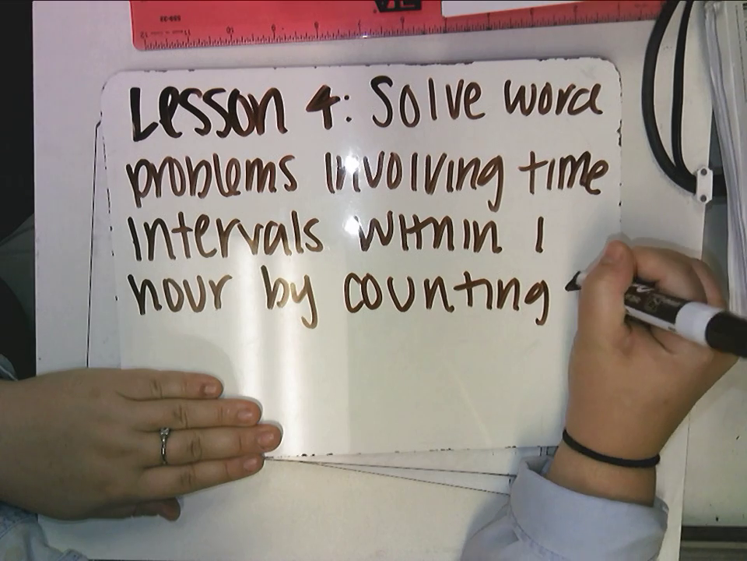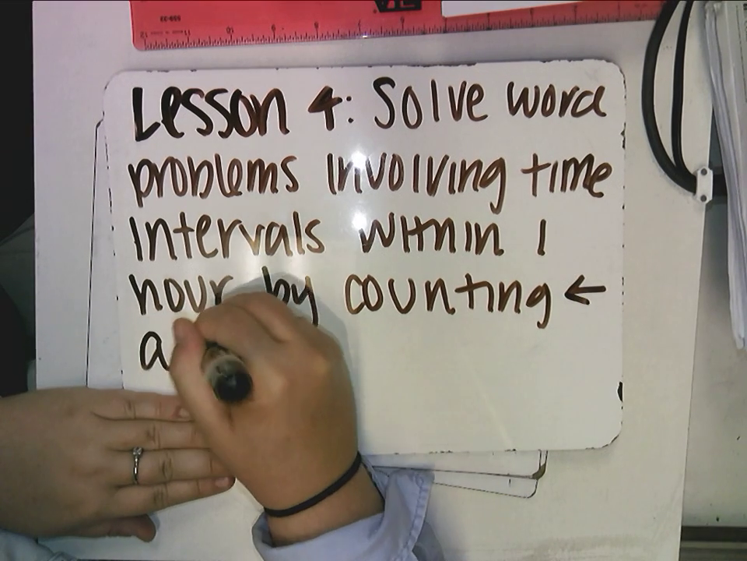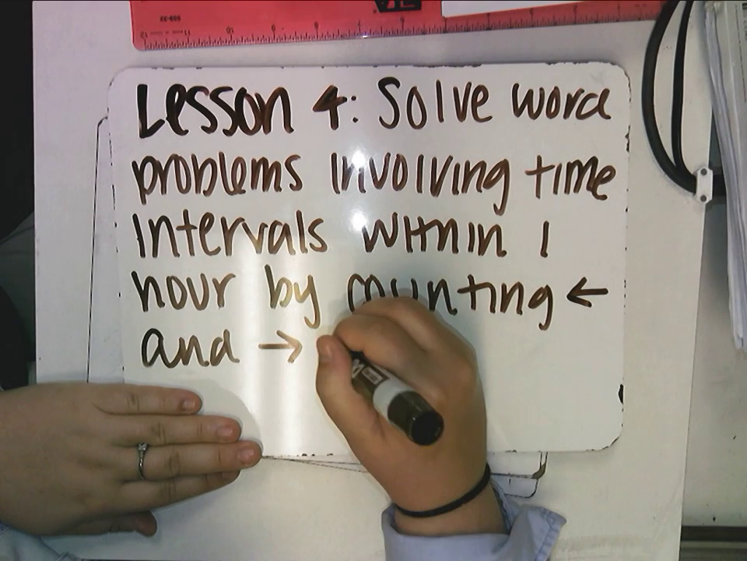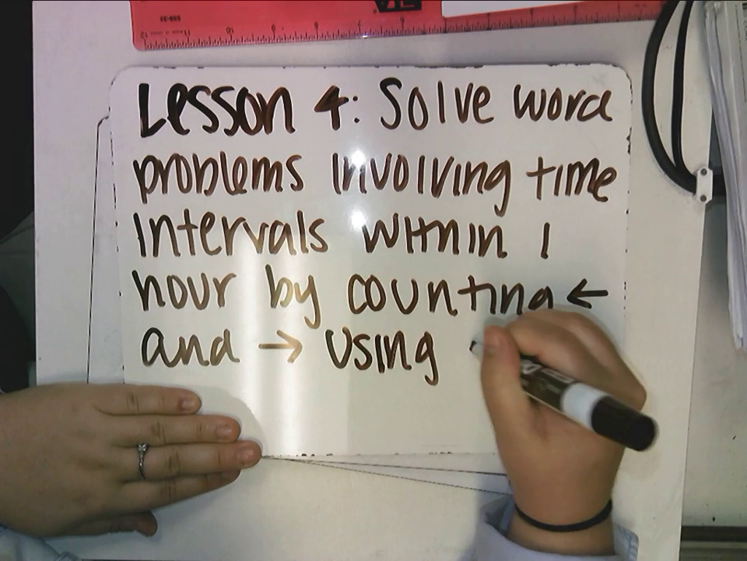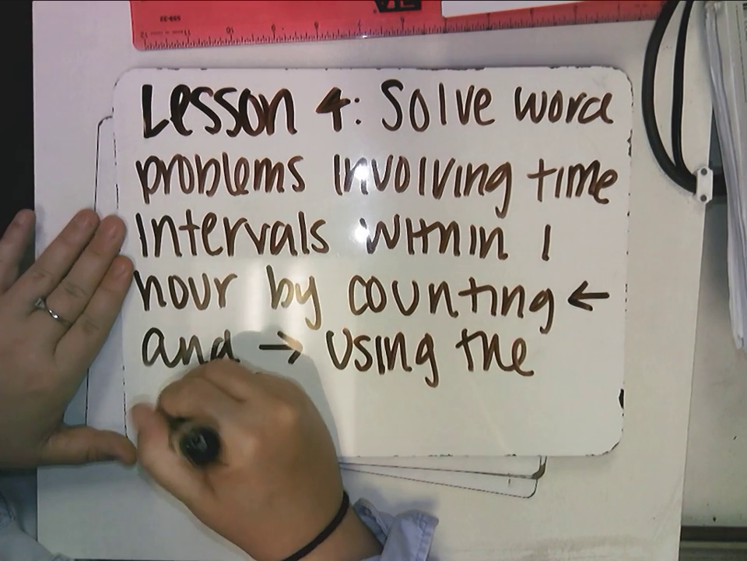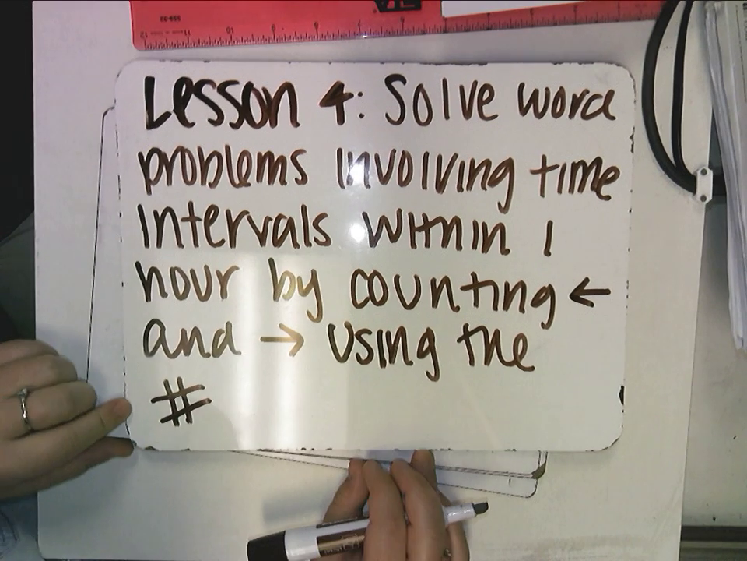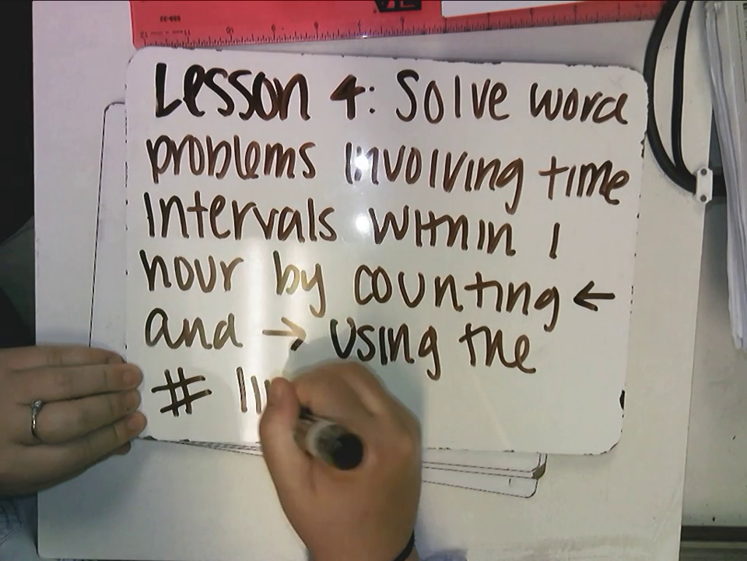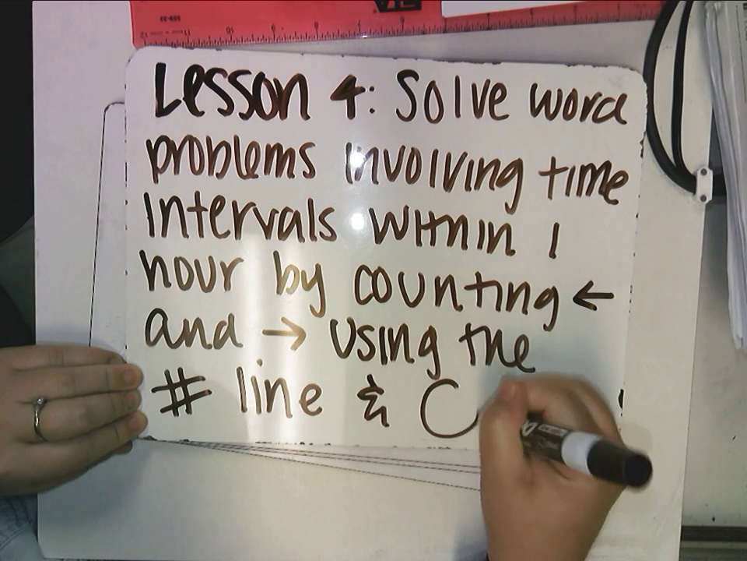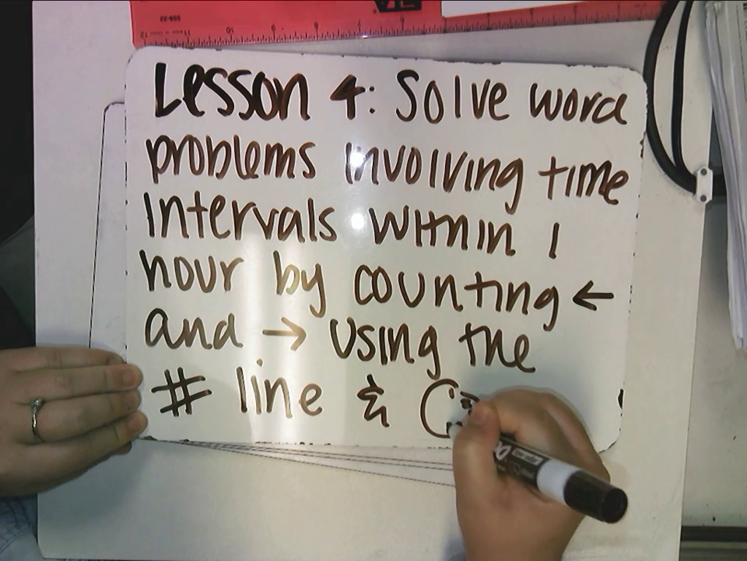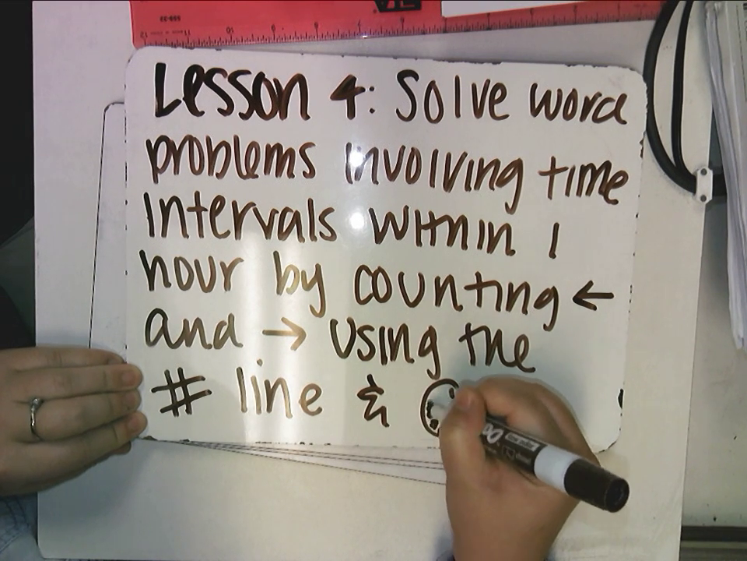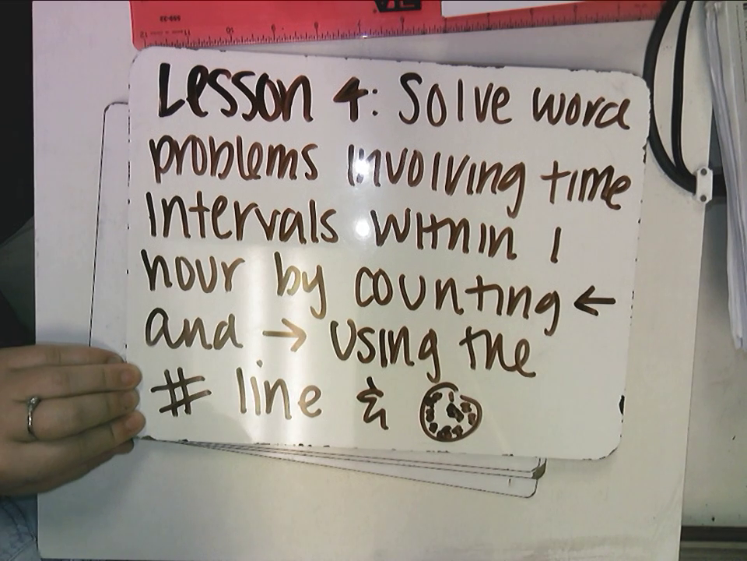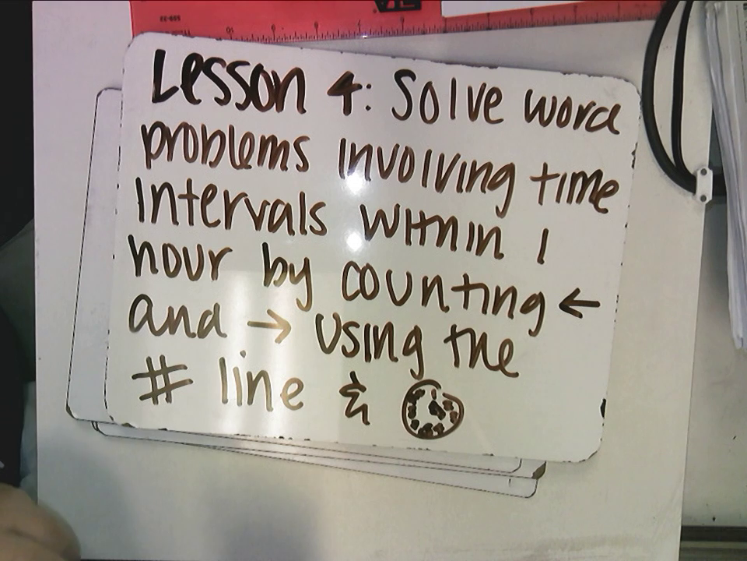Counting backwards and forwards using the number line and the clock. Remember, that stands for number, not a hashtag. Well, it could be both. So the number line and a clock. Here's a clock. Okay, remember we have a big hand and a little hand. So using a number line and the clock.